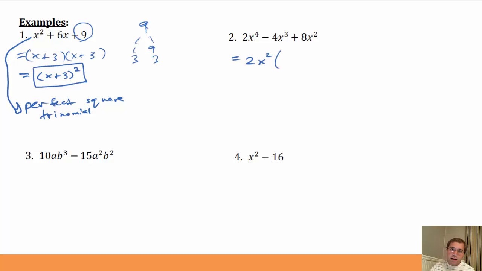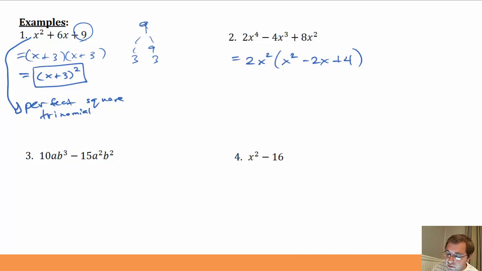That means we're going to divide each of the terms by 2x squared. So 2x to the 4th divided by 2x squared, 2's cancel, and we will get x squared. Negative 4x cubed divided by 2x squared is negative 2x. And positive 8x squared divided by 2x squared is positive 4. The x squareds would cancel. Okay, now we can try to factor what's in parentheses, x squared minus 2x plus 4.